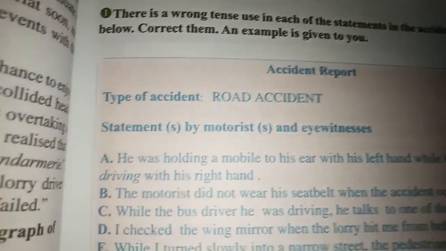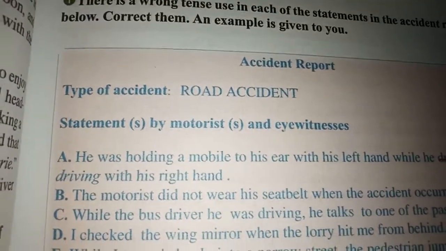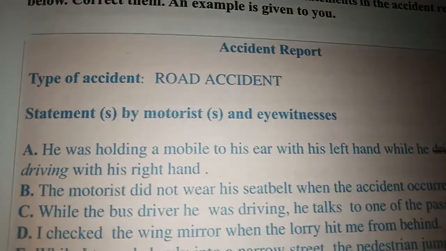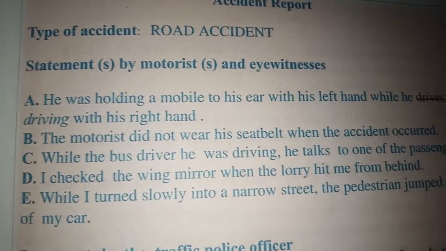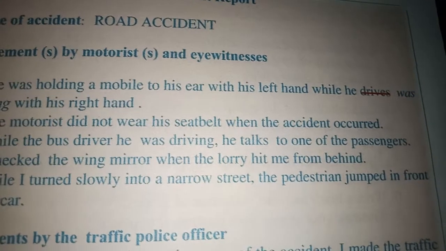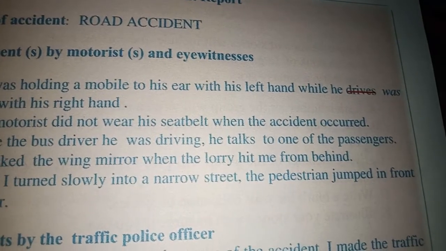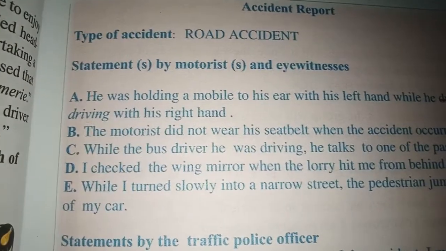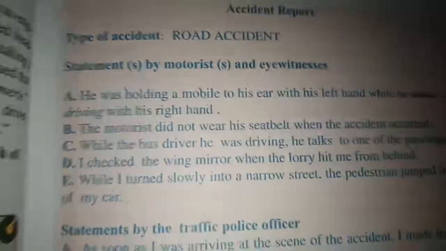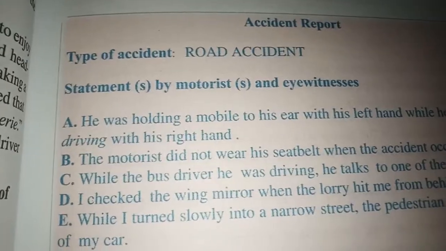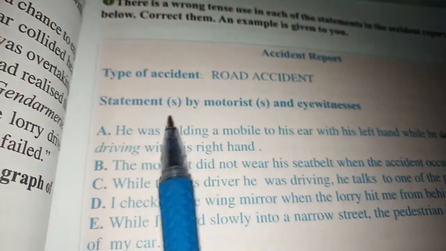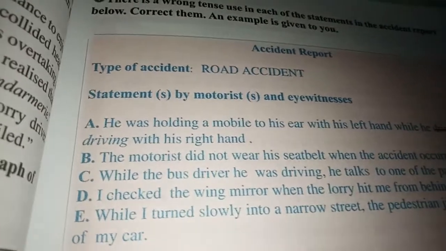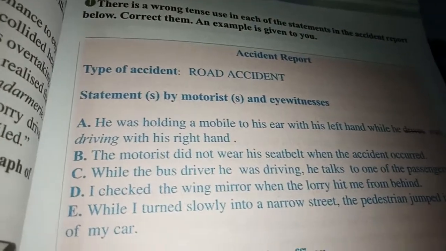Accident report. Type of accident: road accident. Statements by motorists and eyewitnesses. A. He was holding a mobile to his ear with his left hand while he drives, or was driving with his right hand. Okay, we have he was holding. Which tense do we have here?